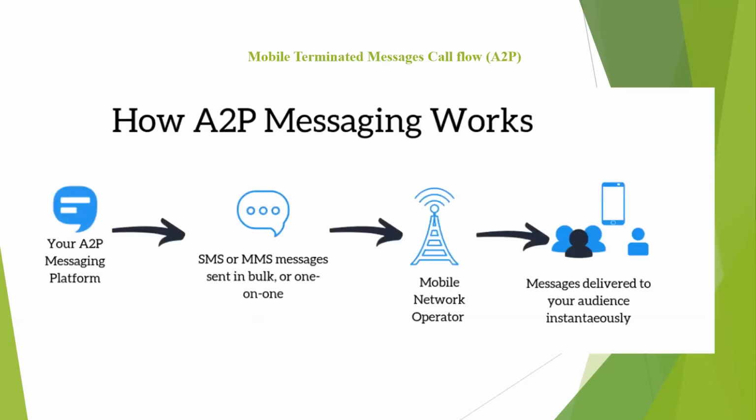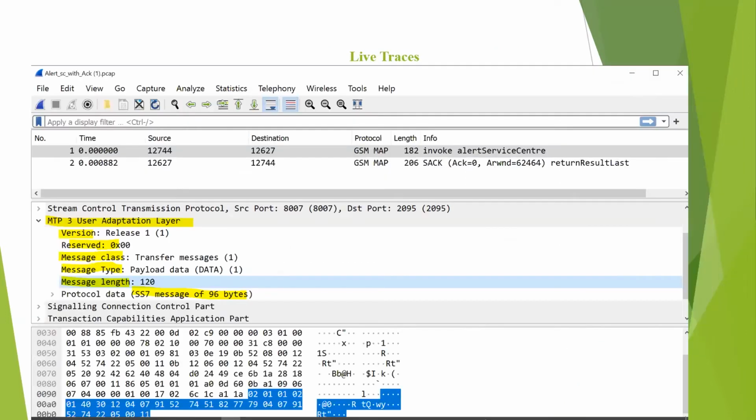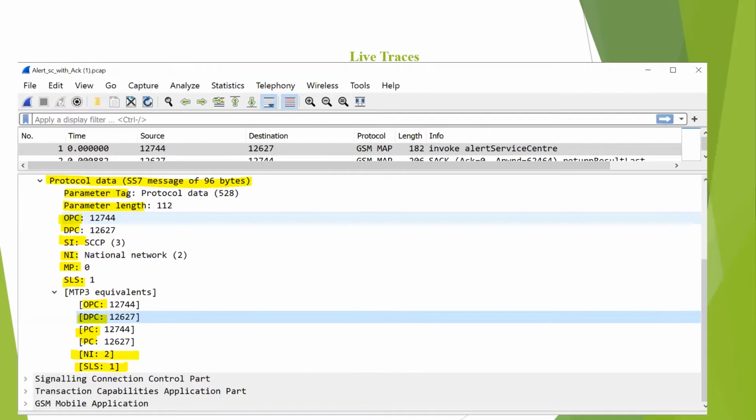I think we can go back to an example of an application to peer message and how it works. You have an application with a messaging platform. For example, in this case, a bank sends a message or a multimedia message to a mobile network operator, which through the MT journey delivers the message to the mobile subscriber. We also have the A2P message flow from there. Then we'll have a look at various Wireshark traces.